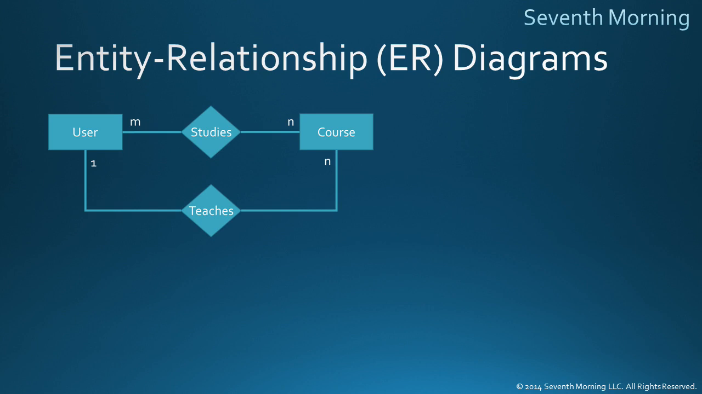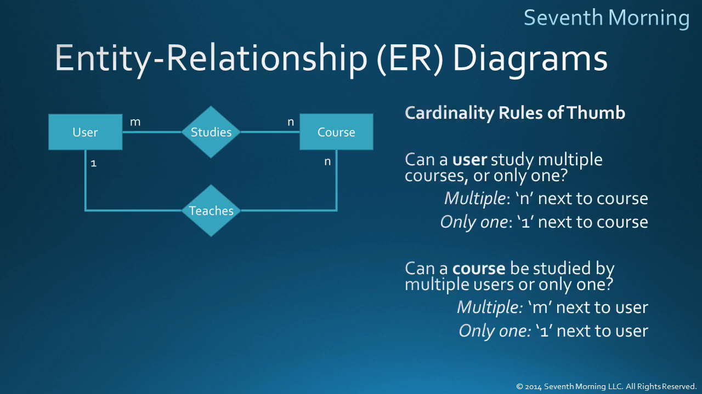I realize that getting cardinality right can be challenging, so I'll give you a heuristic for it, a rule of thumb. When you have two entities, like user and course, that are joined by a studies relationship, ask yourself these questions. Can a user study multiple courses or only one? If it's multiple, then we want to put an N next to the course. If it's only one, put a 1 next to the course.